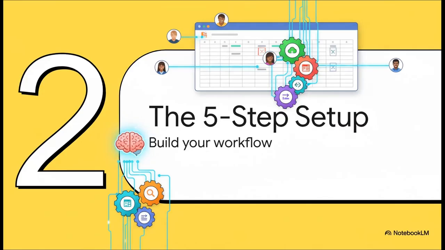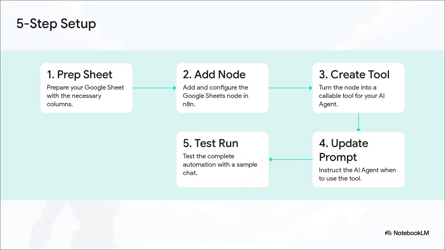All right, with our tools ready, it's time to build this thing. This is the heart of the explainer. But don't worry, it's a really straightforward 5-step process. Let's dive in. So we'll kick things off by getting our Google Sheet ready. Then we're going to jump into n8n to add and set up something called a node. The really key step is turning that node into a tool that our AI can actually use. And finally, we'll give the AI a simple instruction, and that's it. We'll be ready to test it out.